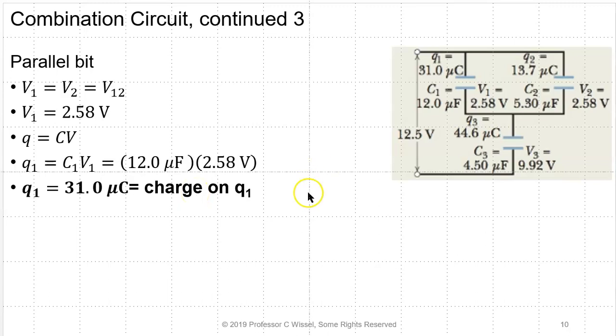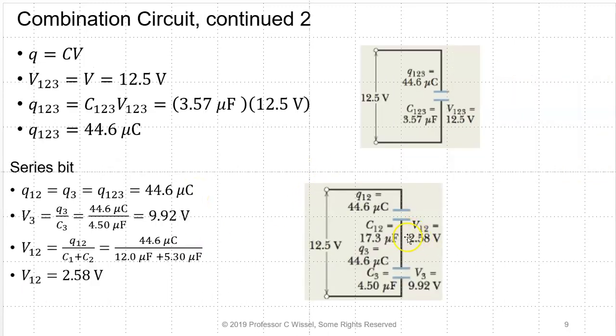Okay, now if you notice, here's a check. V12 plus V3 has to equal 12.5 volts. So 2.58 volts plus 9.92 volts, if you check that, it does equal 12.5 volts.